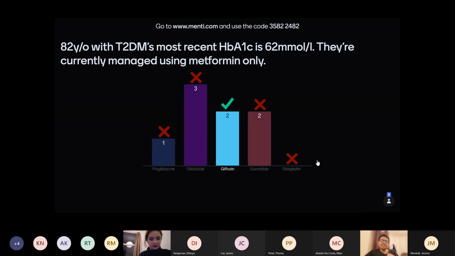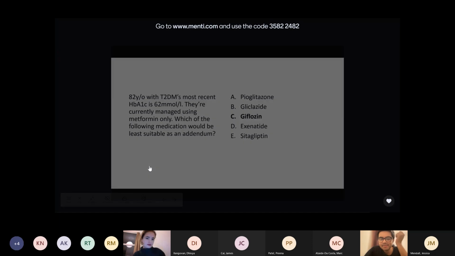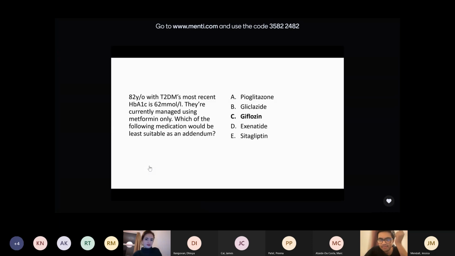Ooh, yeah. So there is a split. Sitagliptin is a DPP4 inhibitor, which is safe to use. Pioglitazone, there are no contraindications stated in the question, but you would look at their history. You'd be worried about using that if they had heart failure because it causes fluid retention, or if they've previously had bladder cancer. Gliclazide gives you a risk of hypos, which is a relative contraindication in an elderly person.